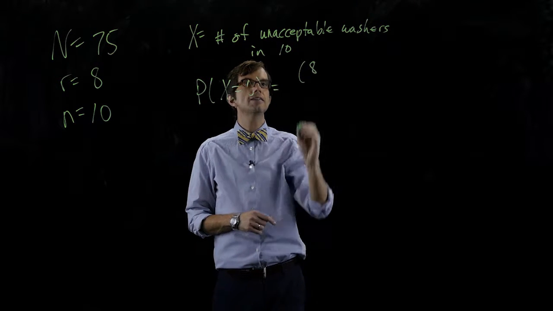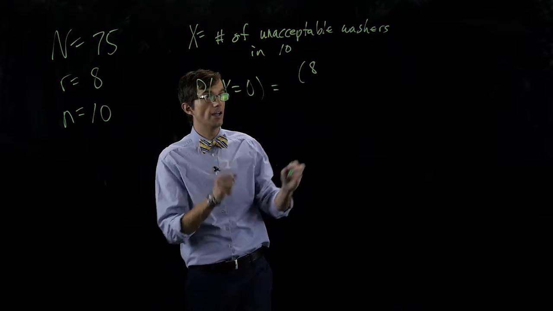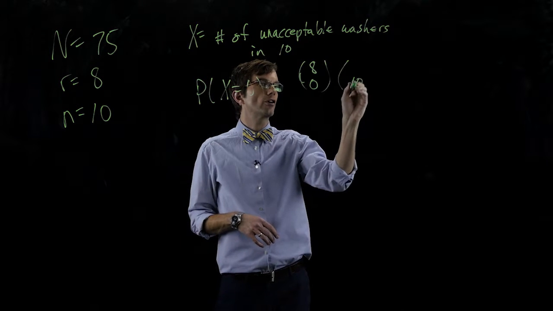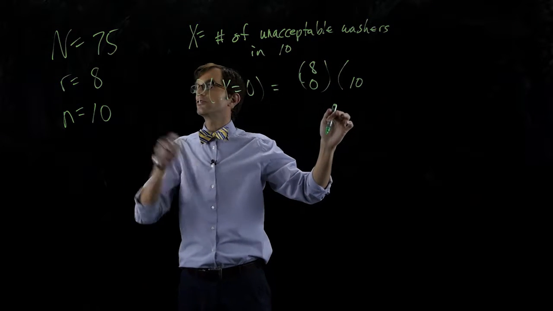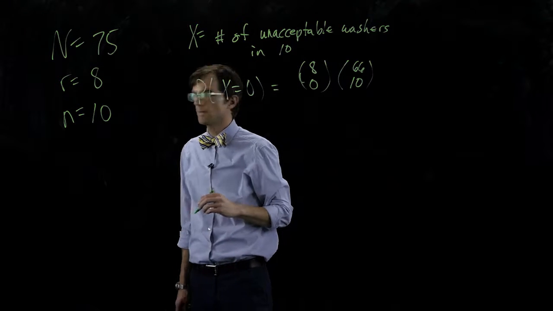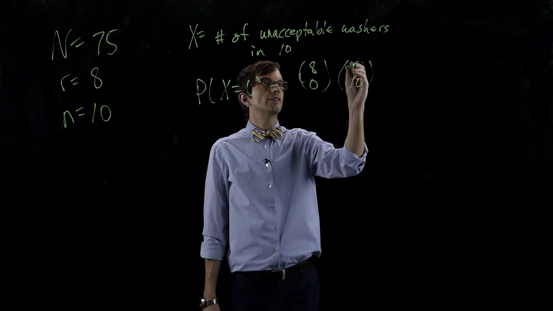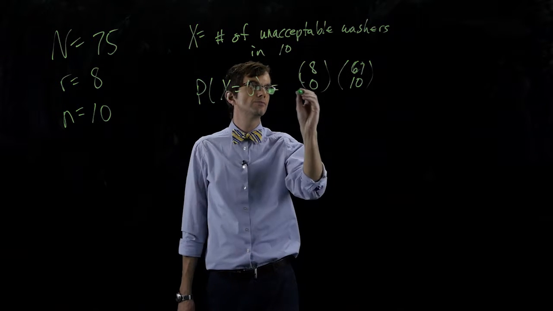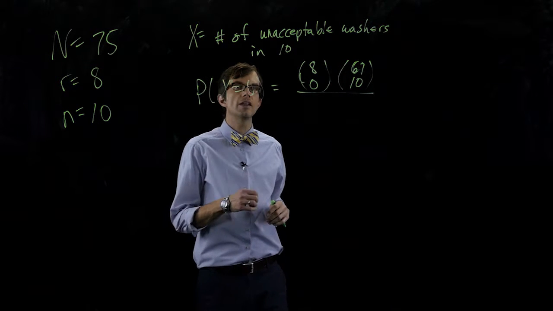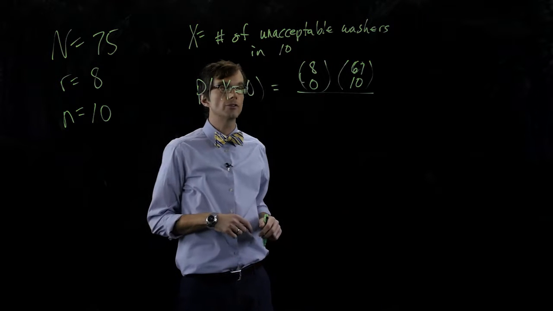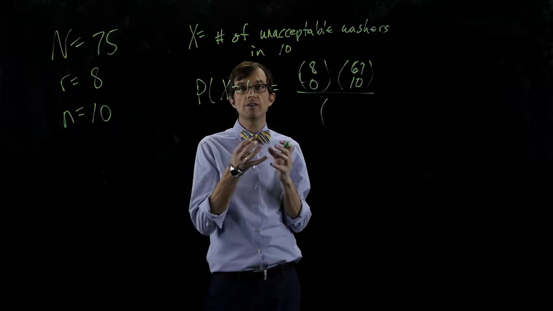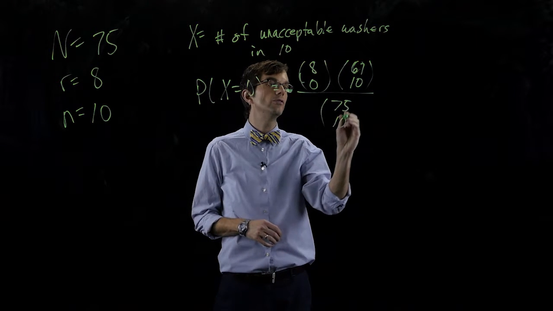From those 8 unacceptable washers, we want none. That must mean that we're going to choose our sample of 10 from the washers that are okay. And there are 67 of those. Pardon me, 67 acceptable washers. So that's the number of ways that we can pick a sample of size 10 that has 0 unacceptable washers and 10 acceptable washers. How many ways are there for us to pick a sample of size 10 from the 75? That's just 75 choose 10.